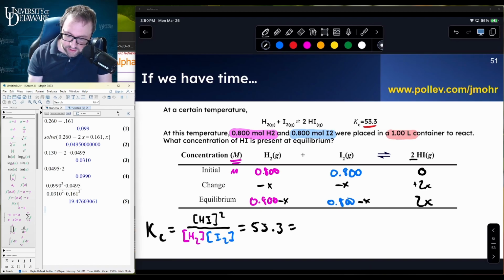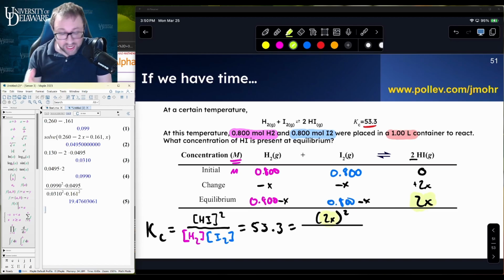And now we can just substitute in our equilibrium concentrations, right? So we've got 2x, and that's going to be squared, because our equilibrium concentration of HI is 2x, so 2x, and then we square that.